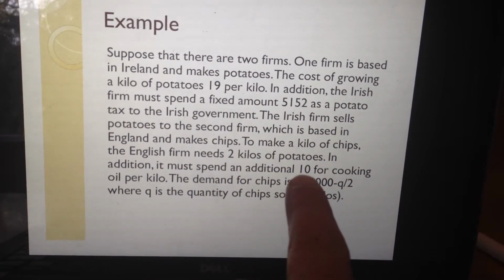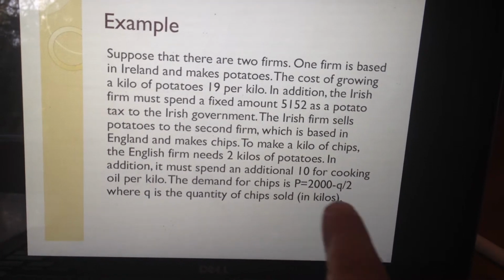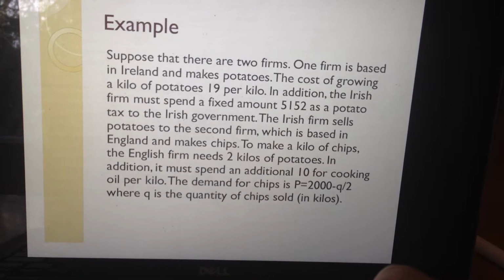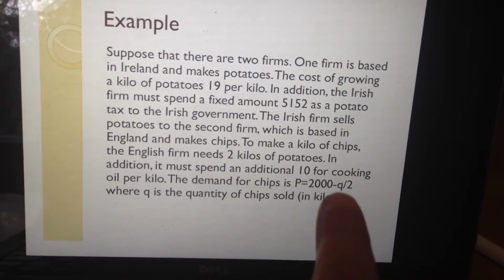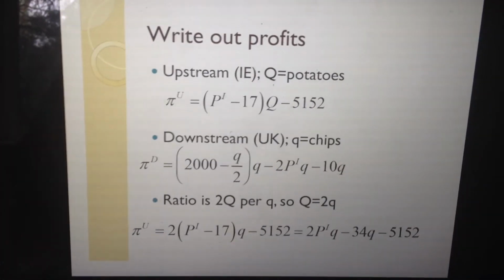In addition, it's going to cost the English firm another 10 for cooking oil, and then the demand for chips, which is the final good, not the intermediate good, is 2,000 minus the number of chips divided by 2. So first step, always write out your profits.